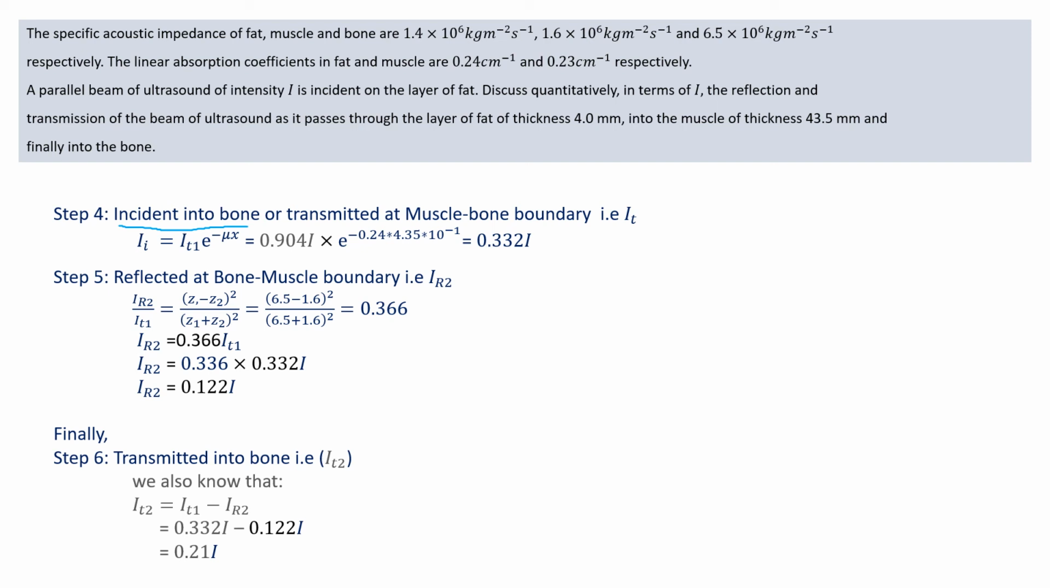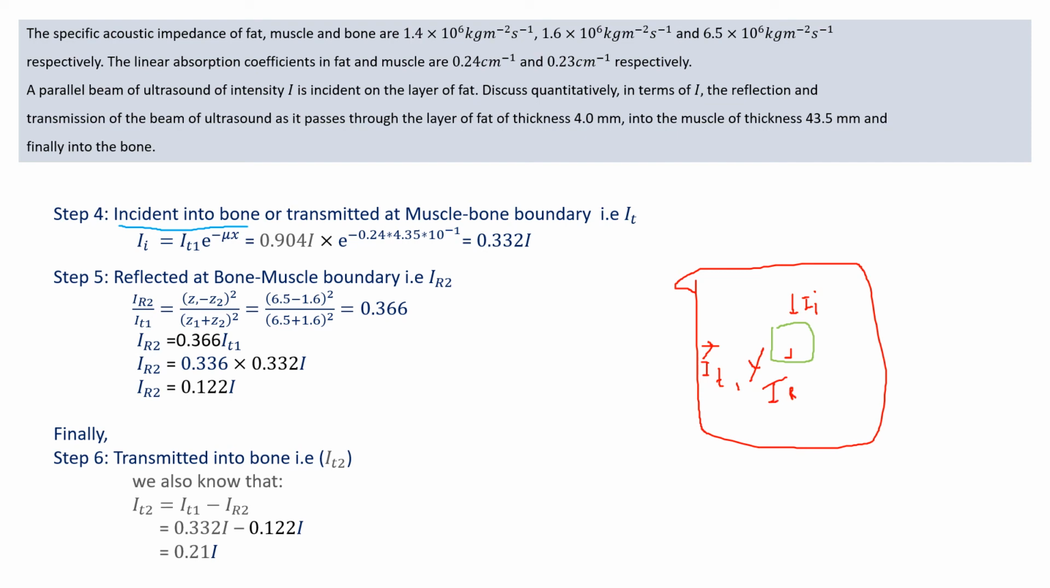So in the final step, this is reflected. I'll again draw my bone here, my small bone, and after that I'll draw my muscles. So I know here some IT. So IT1, and here is I1, and this is I2. This is the incident. So here is some reflected IR2, as you can see in the figure, or you can rewind this video and see it properly.